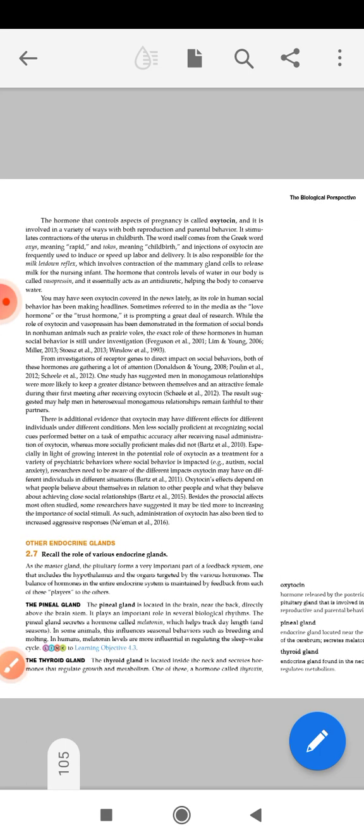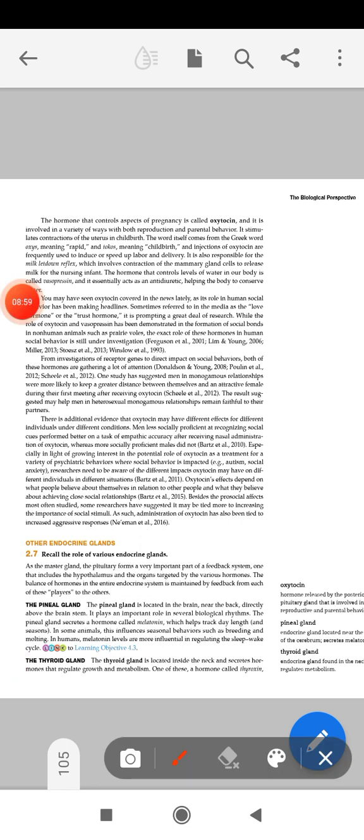We are not going into the detail of how many hormones are released by the pituitary and what their functions are. We are reading only those which are important for us to know. Another hormone released by the pituitary gland is oxytocin, which is also called the love hormone. Remember, it is involved in a variety of ways with both reproduction and parental behavior.